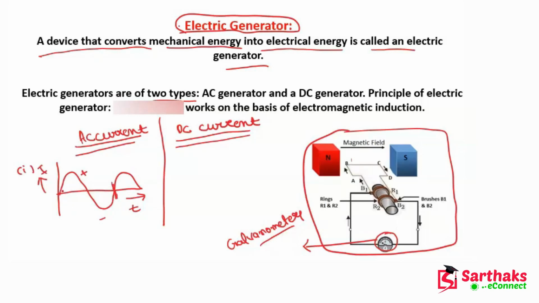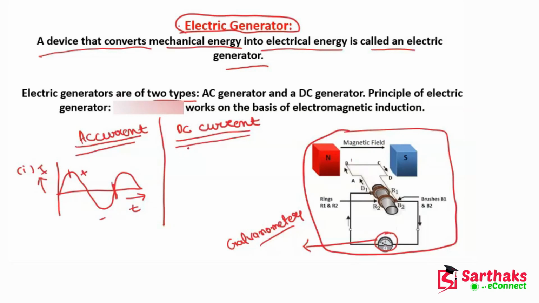You can also see that its magnitude is also changing. Here it is 0, but it is increasing, and after this peak it is again decreasing and going to 0, then it is again increasing in the opposite direction, and then it comes back to 0. So the AC current changes its direction as well as its magnitude. This is very, very important.